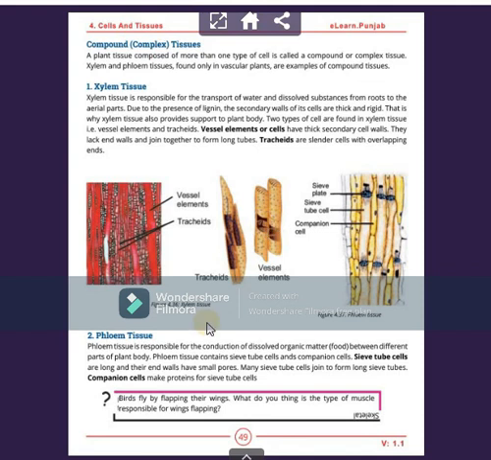The other one is the phloem tissue. Phloem tissue is responsible for the passing of organic matter, that is, the prepared food, from the food-producing part of the plant to all the parts of the plant. So phloem tissues contain sieve tube cells and companion cells. Sieve tube cells contain small pores and join to form long sieve tubes. And companion cells make proteins for the tube cells.